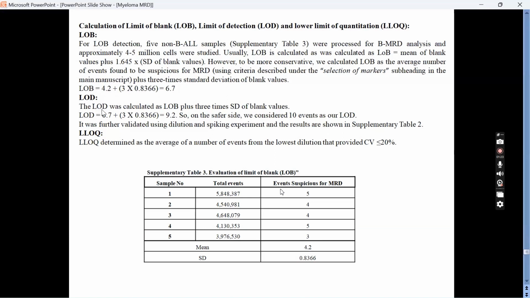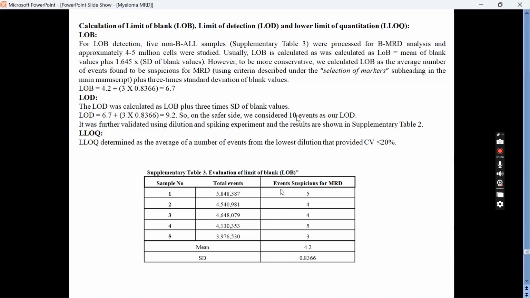Now LOD is calculated similarly: LOB plus 3 times standard deviation. You can at least use 1.645 or 3 times standard deviation; higher is better. The theoretical formula for LOD is LOB plus 1.645 into standard deviation of blank. But here again they have used 3, which is more conservative. So they have used 6.7 plus 3 into 0.8366. Their LOD is 9.2, which is rounded off to 10 events.